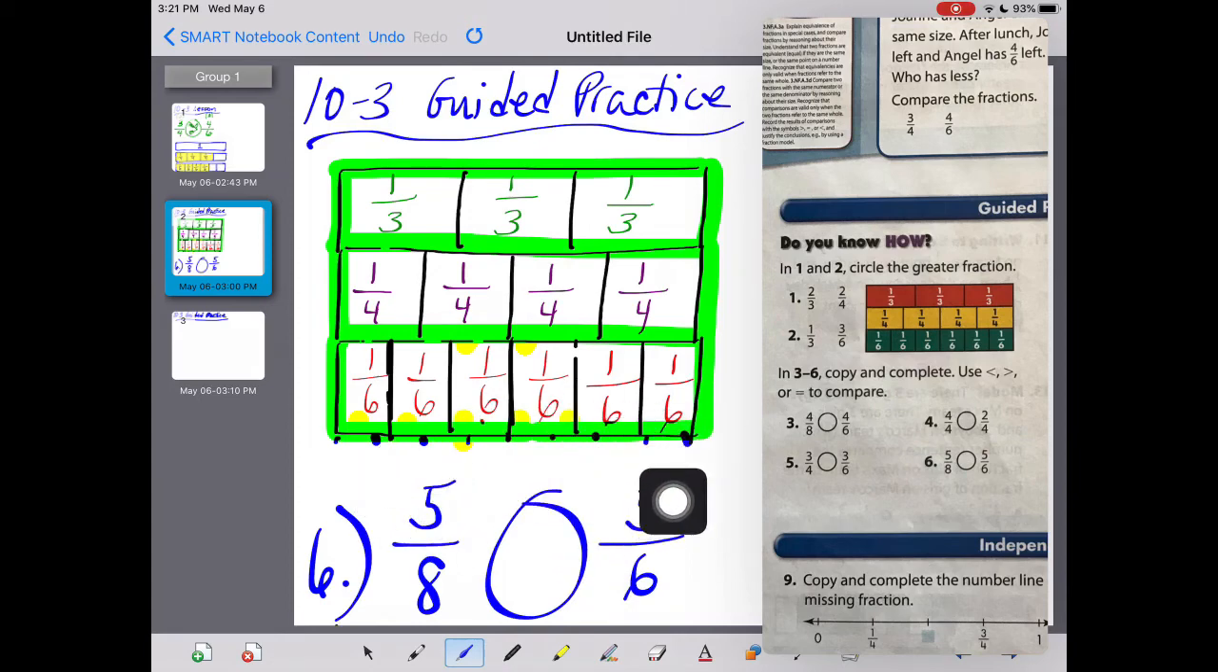So we're comparing 5 pieces against 5 pieces, but we know that those size pieces are going to be a little different. So think about what you know about the denominator, okay? Is 5/8 less than, greater than, or equal to 5/6? Pause the video, think about it, and then come on back.